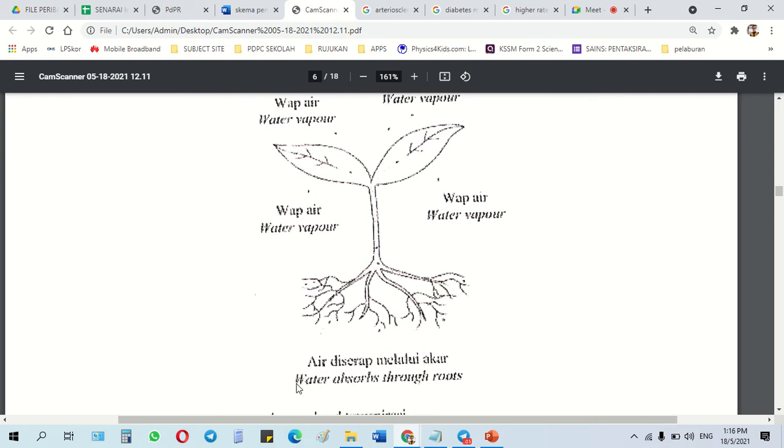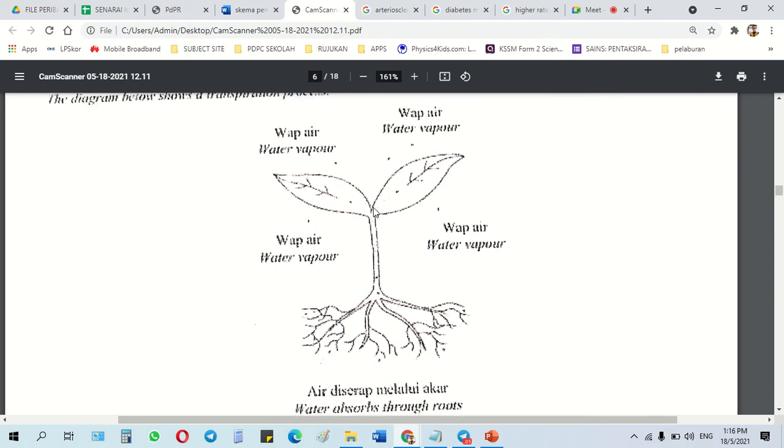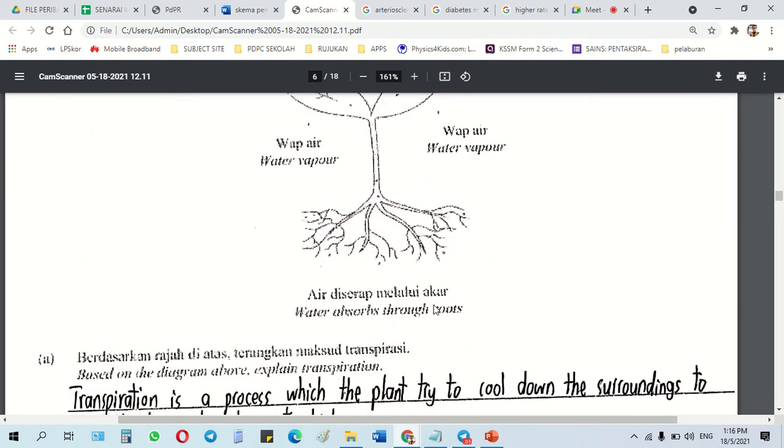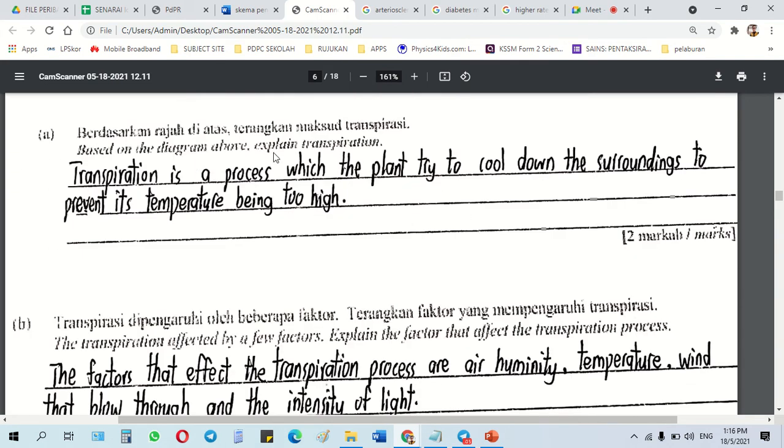Okay, so actually water absorb terus and then dia akan bawa pergi ke atas, and then lastly dia akan lost to the surrounding. Okay, based on the diagram, explain the meaning of transpiration. Okay, actually we have 2 marks here. Okay, the first mark you must mention about the process of losing water in, okay, dia dalam bentuk apa? Losing water berdalam bentuk apa?